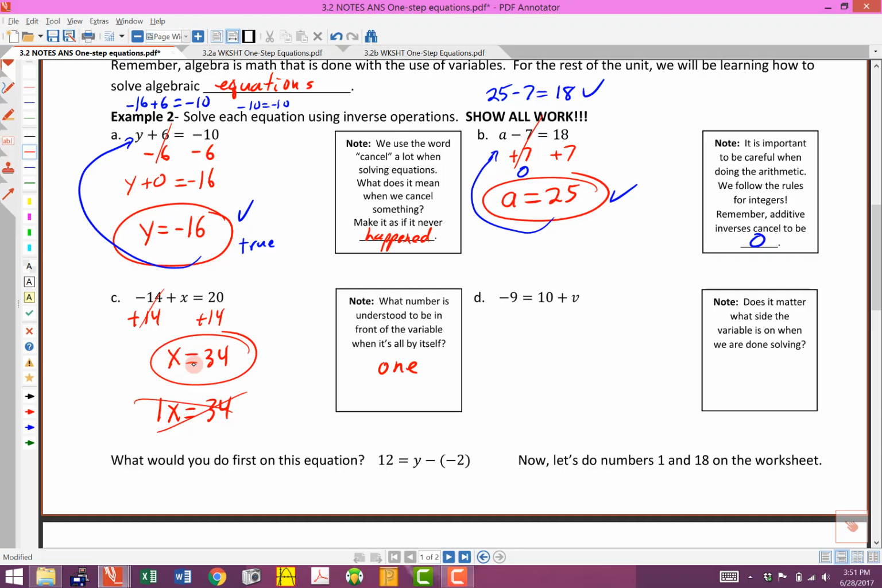So 1x is equal to 34. So x is equal to 34. Okay, let's take a look at this one right here. We've got 9 equals 10 plus v.